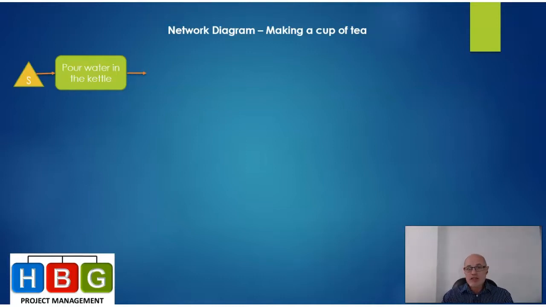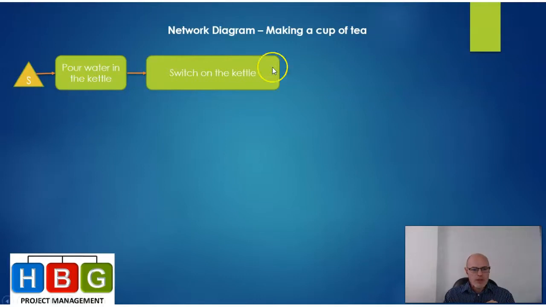Then there's another arrow that I'm going to put in, because that now leads to the second activity that we need to do. So firstly, we have pour water in the kettle, and then secondly, switch on the kettle. So you will see this is a finish to start relationship. So I need to pour water in, finish with that, then I can switch on the kettle.